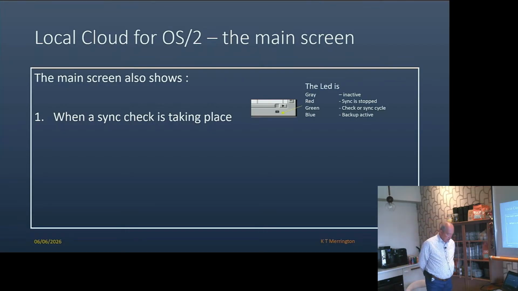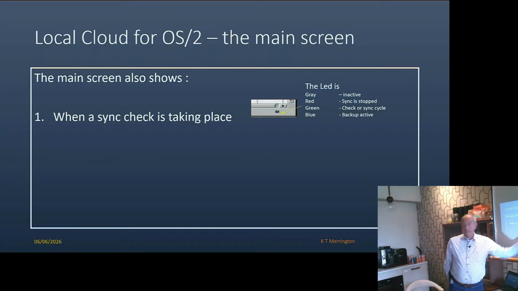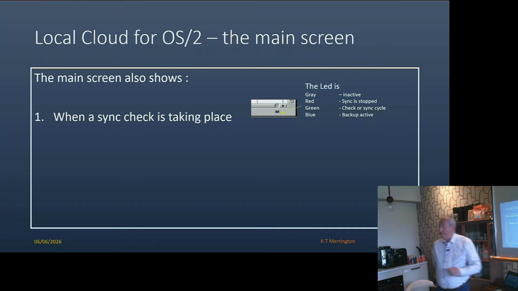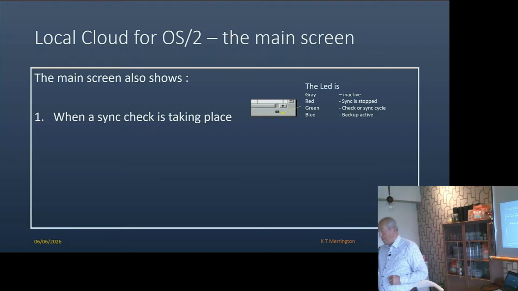The main screen also indicates if a synchronization is taking place. In the bottom right-hand corner, there is a small icon, a LED, and the color gives the situation. Synchronization takes place at regular intervals, and depending on how many files it has to synchronize, takes some time. But you can see it's happening. You can also see when it's red that for some reason the synchronization has been stopped. For example, if you're changing your settings, you stop the synchronization because you're changing the rules.